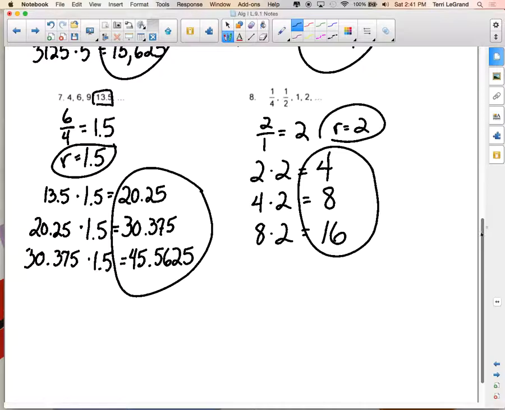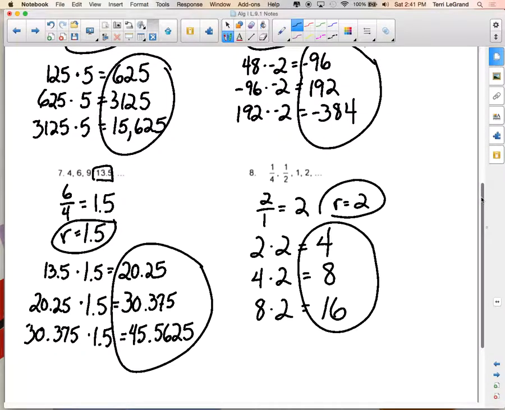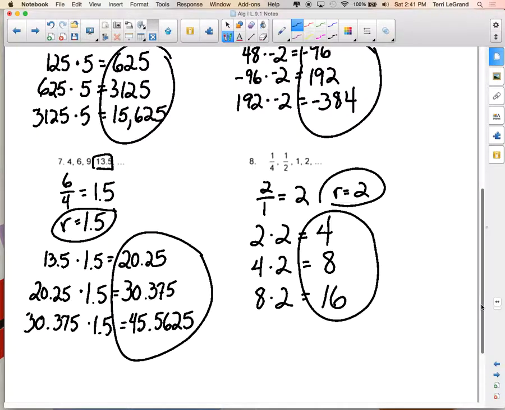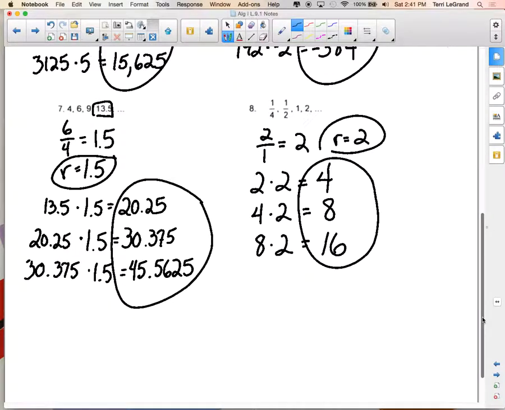Okay, so when we know we have a geometric sequence, we're finding the next 3 terms, this is the work I would expect to see. One division problem, helping you get the multiplier, the R value, and then showing using that multiplier. You can use your calculator, but not without me showing what went into your calculator. Thank you very much.